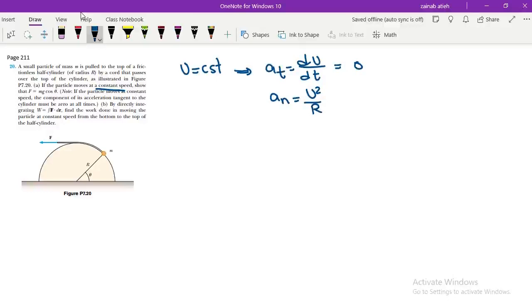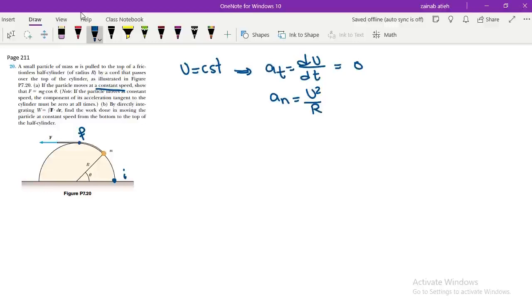By directly integrating the integral of F dot dr, find the work done in moving the particle at a constant speed from the bottom to the top of the half cylinder. So it started from here, from the bottom, this is the initial position, and this is the final position where it arrived. I have to find the work done by this force in moving the particle from the bottom to the top. So this is our problem. First we have to find F. To find the force, I have to think about Newton's laws. Remember that we are moving in a circular motion. The particle, which is colored in orange, is moving on a circle.